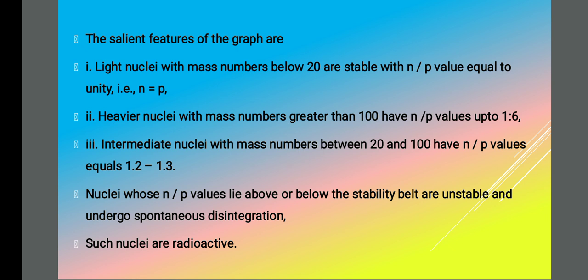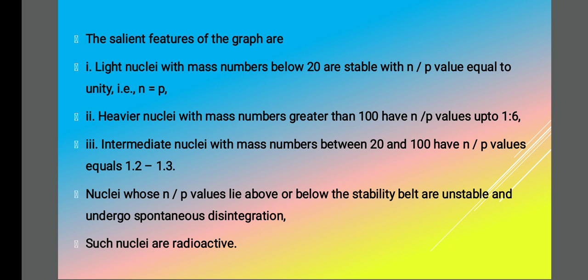What you can understand from this is, if the value is found to be less than 1 or greater than 1, the remaining thing they'll be giving out in the form of radiation. They undergo disintegration so that the n by p value is equal to 1. They try to come into this stability belt. Until then it will be emitting radiation.